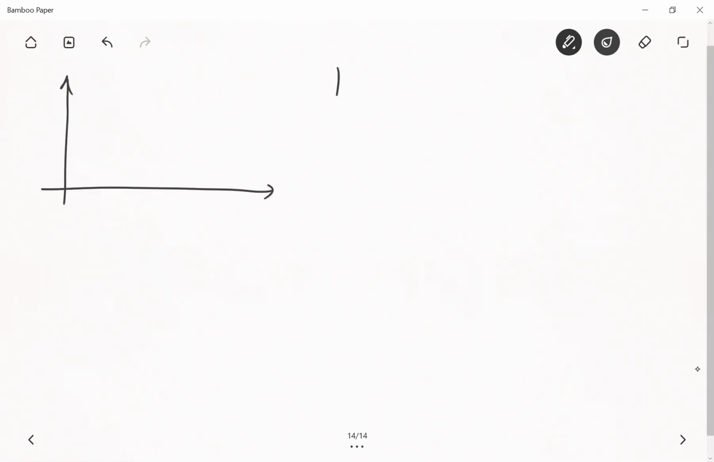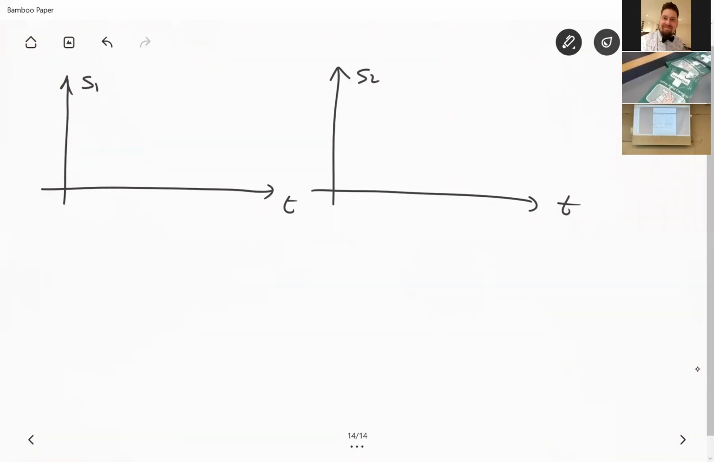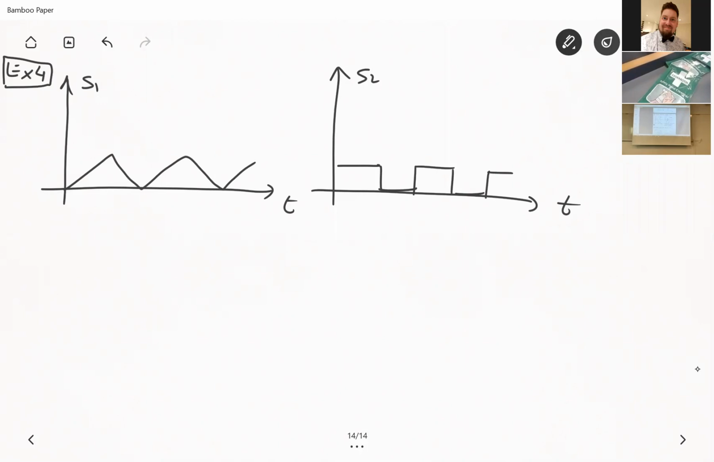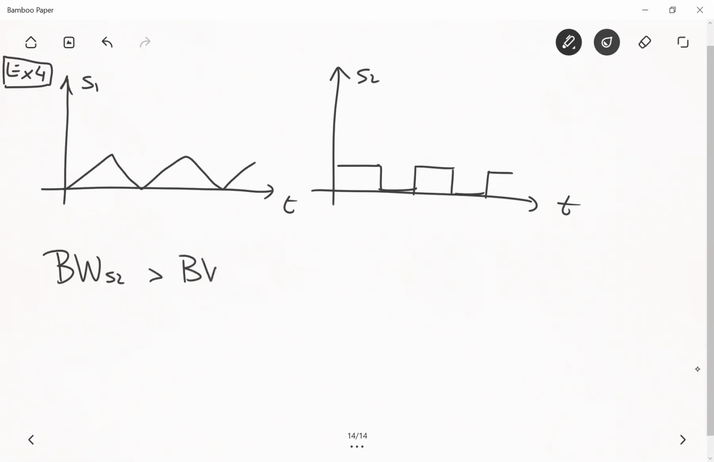So let me draw here. We have a triangular wave and a square wave, S1 and S2. So I draw it here and then also here. Okay, and the question is still the same, exercise 4. Which of these has larger bandwidth? Again, the square wave still has faster transitions than the triangular wave. So of course, also in this case, the square wave has larger bandwidth. So also in this case BW of S2 is greater than BW of S1.